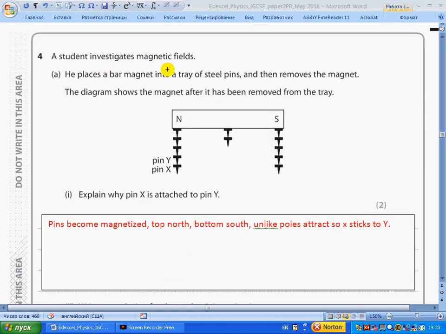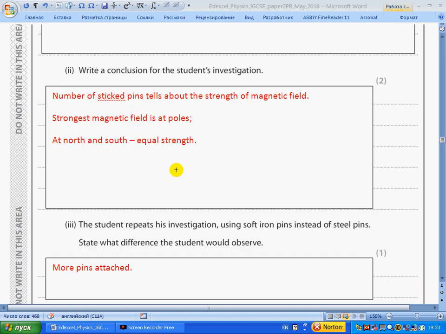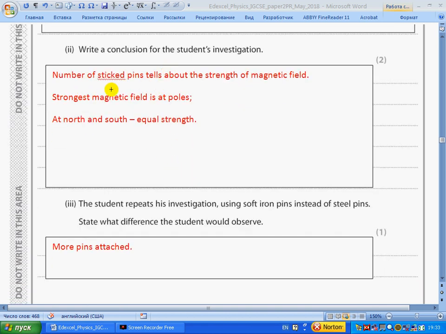A student investigates magnetic fields. He places a bar magnet into a tray of steel pins and then removes the magnet. The diagram shows the magnet after it has been removed from the tray. I. Explain why pin X is attached to pin Y. Pins become magnetized. Top part is north, bottom is south. Unlike poles attract, so X sticks to Y. Write a conclusion for the student's investigation. The number of stuck pins tells about the strength of the magnetic field. The strongest magnetic field is at the poles, north and south, equal strength.